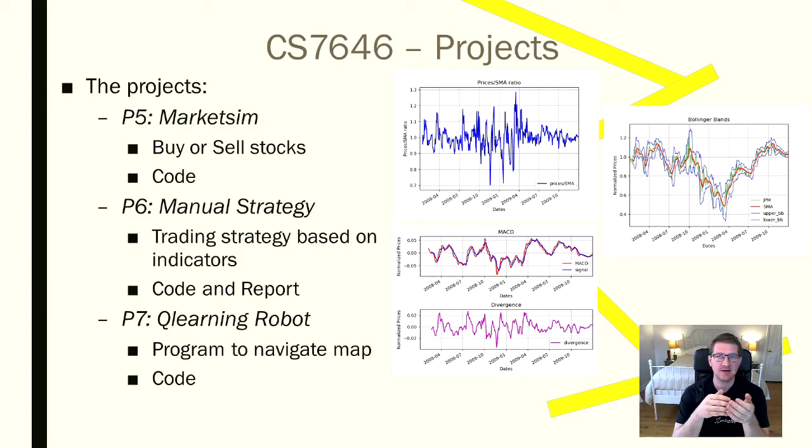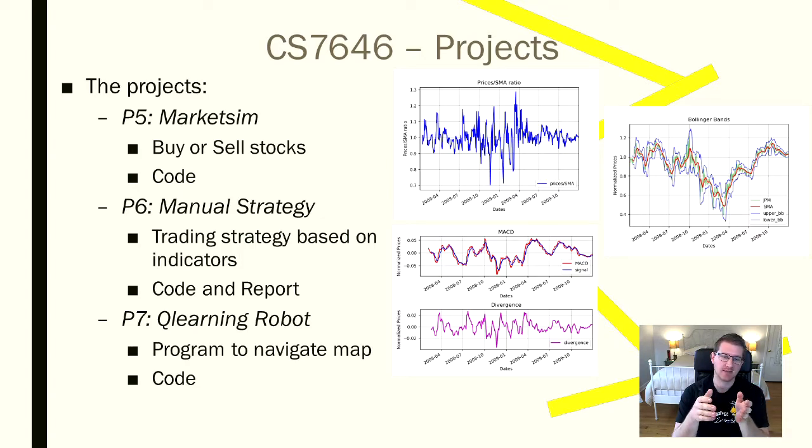Project 6 is possibly one of my favorite projects. The manual strategy is based on deciding on a few indicators, and a stock indicator is something that would trigger a buy or a sell order. So let's say a possible indicator might be the price versus a previous price. So you can notice if the price drops down far below a previous price, that's a good opportunity to buy.